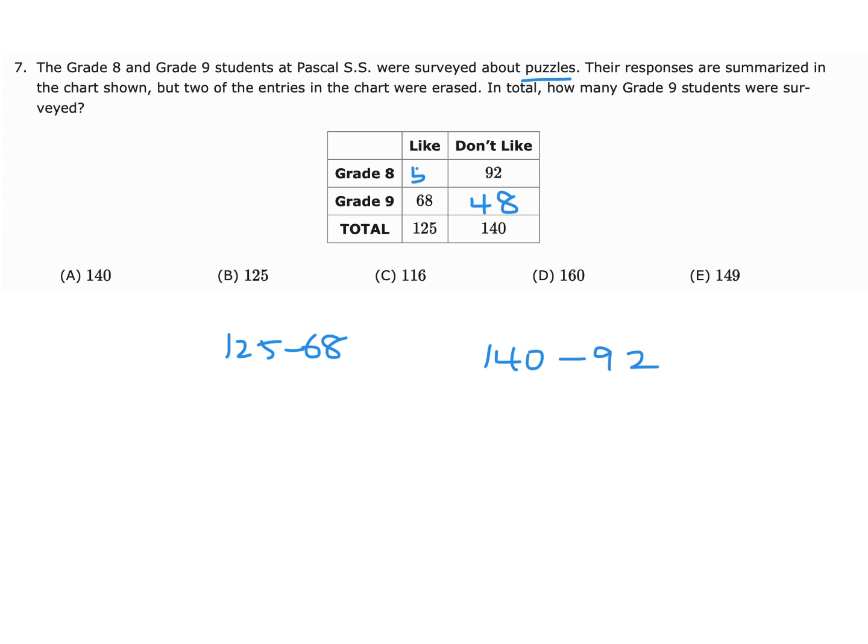So they're asking me how many grade 9 students were surveyed. So would they just want this row, I guess. So that's just going to be 68 plus 48, and I believe that's 116. So number 7 is C.